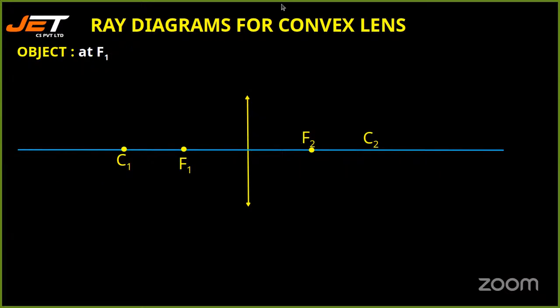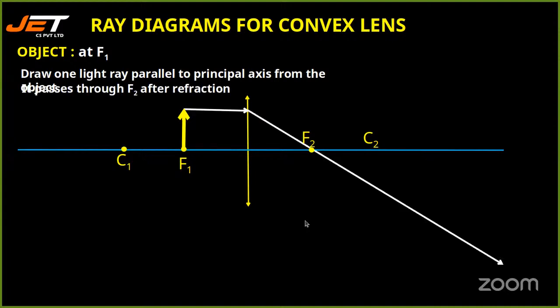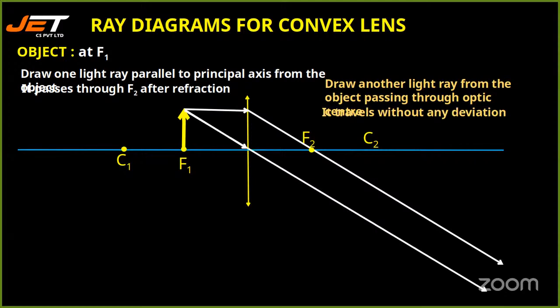Now, I would like to see if you can answer for this or not. Okay, let's say an object is at F1, and one light ray will be parallel to the principal axis, and the other light ray will be passing through F2 after refraction. Another light ray will be passing through the optic center. So if this gets undeviated, what will be the image that is being formed? Where will the image be formed? I want you to give the answers in the chat box, and I will wait for 1 minute for you guys to give your answers.